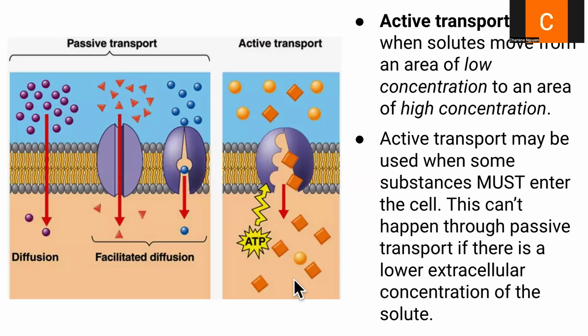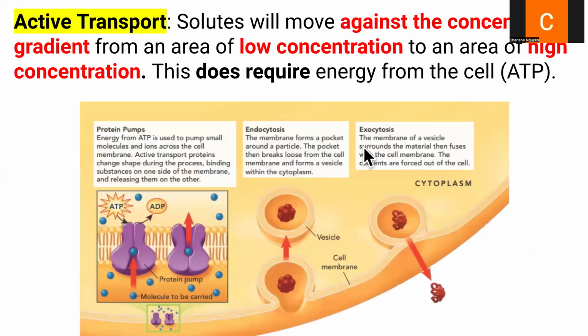Keep in mind that doesn't flow as easily. That requires energy in the form of ATP from the cell. So in what cases would we use active transport, requiring energy from the cell, when some substances must pass through the membrane? Maybe those substances are too large, or those substances are moving from an area of low solute concentration to high solute concentration. We would need to use active transport in order to take that solute into the cell.